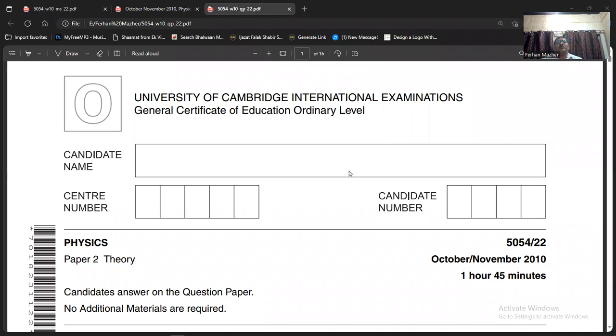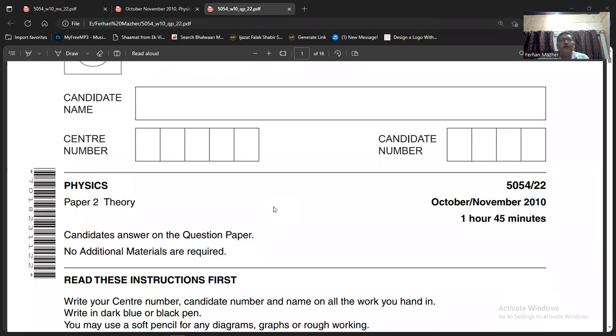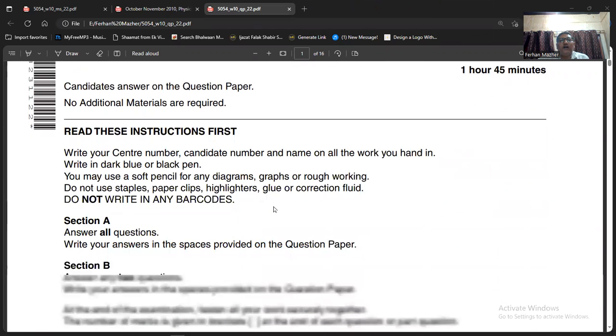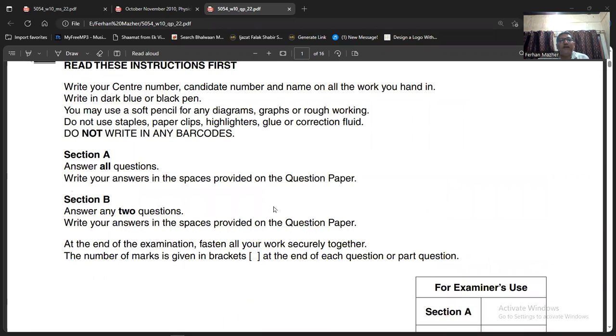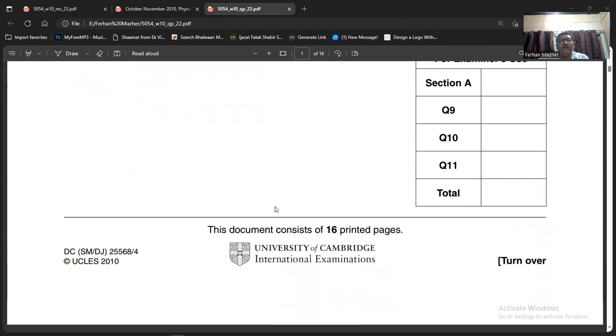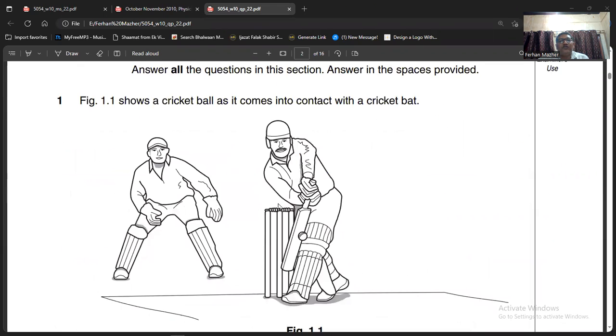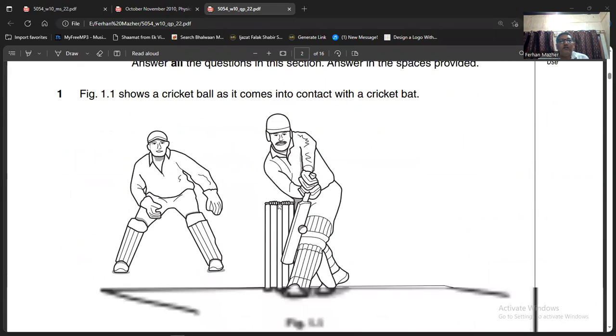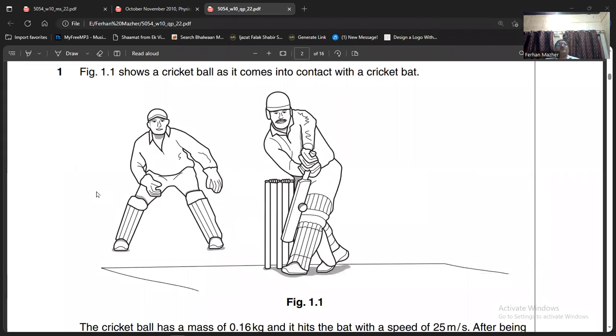So on your screen, October-November 2010, paper 2 from zone 2 is showing up. The time allowed is 1 hour 45 minutes. Let's start. So the first question, section A. Figure 1.1 shows a cricket ball as it comes into contact with a cricket bat.